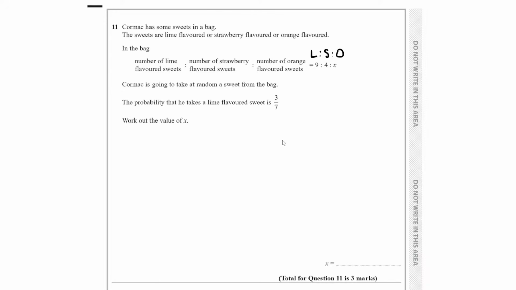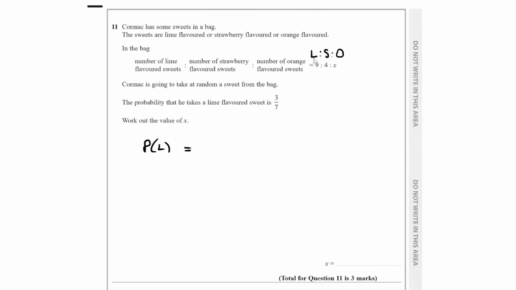Okay, so what I did was because they've given us x, I'm thinking, right, I need to set up an equation. That's what I would like to do. So probability of getting lime, I know is 3/7, but I'm going to put something here with this ratio. Because probability, you can use a fraction, can't you? See, there's a fraction here. I can convert my ratio into a fraction as well, and then I can make them equal to each other.